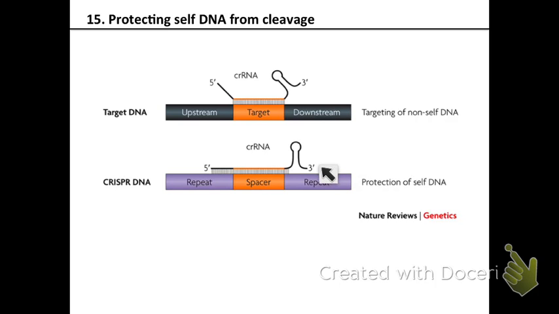In its own genome, the sequences are such that at the 3' right here and the 5', they are complementary to these repeat sequences that are surrounding each spacer. And when the guide RNA is complementary to its own genome like this, the Cas9 enzyme is inactive, so it's incapable of cutting the self DNA. Right? So there is a structural basis for recognizing self from non-self DNA.